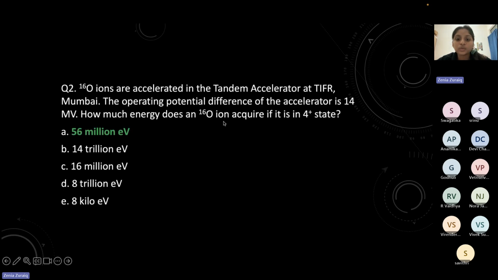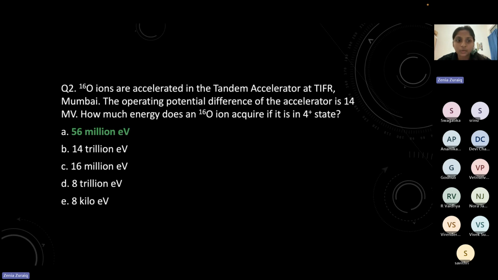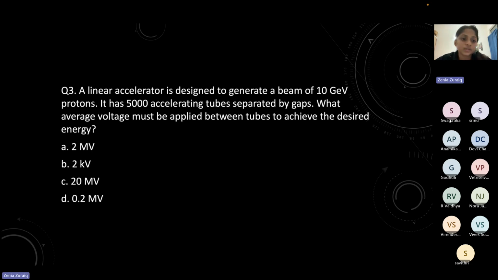And here, how do we know the charge? Because it's in 4 plus state, right? So it is 4 and then 14 times 10 power 6. And that's how we find the charge. So this is how to find the potential energy that a particle is accelerated to in a linear system. Okay. Next question.